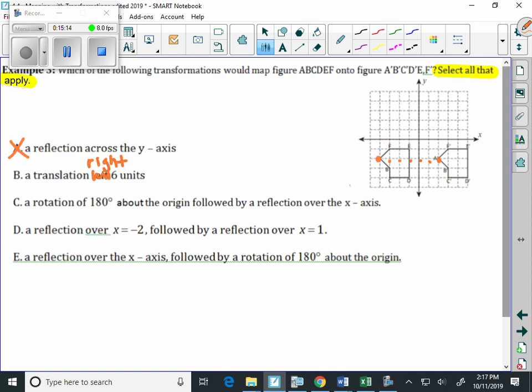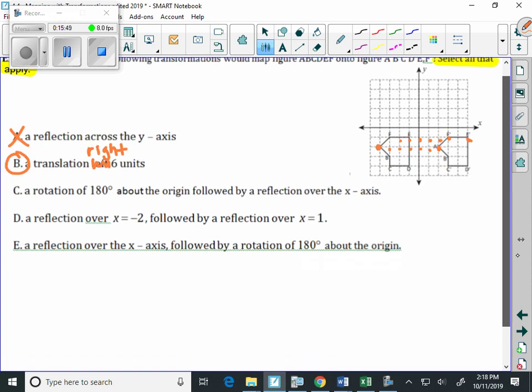If we start at F, 1, 2, 3, 4, 5, 6, we land. If we try E, 1, 2, 3, 4, 5, 6, we land right where we want to. So for those of you who are still with us, fix that, make that right on your notes. And that is one of the answers. But once again, because it's select all that apply, we can't just find one answer and move on to the next. We need to find all of the answers.